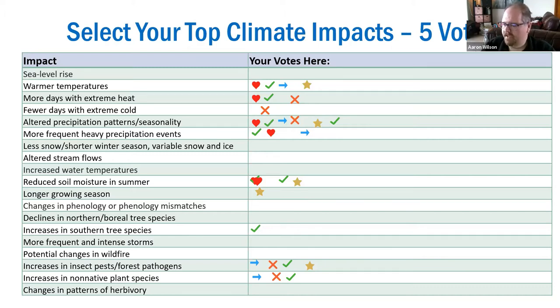All right, so it looks like altered precipitation patterns and seasonality. We have several in that category. Can I maybe call on a couple of groups, maybe one group to start, that can talk a little bit about that? We'd like to hear more about what you're thinking related to that item and your particular project. So I think any one of the groups could speak to that. If you're willing to talk about that a little bit, as far as your top five climate impacts for your area.